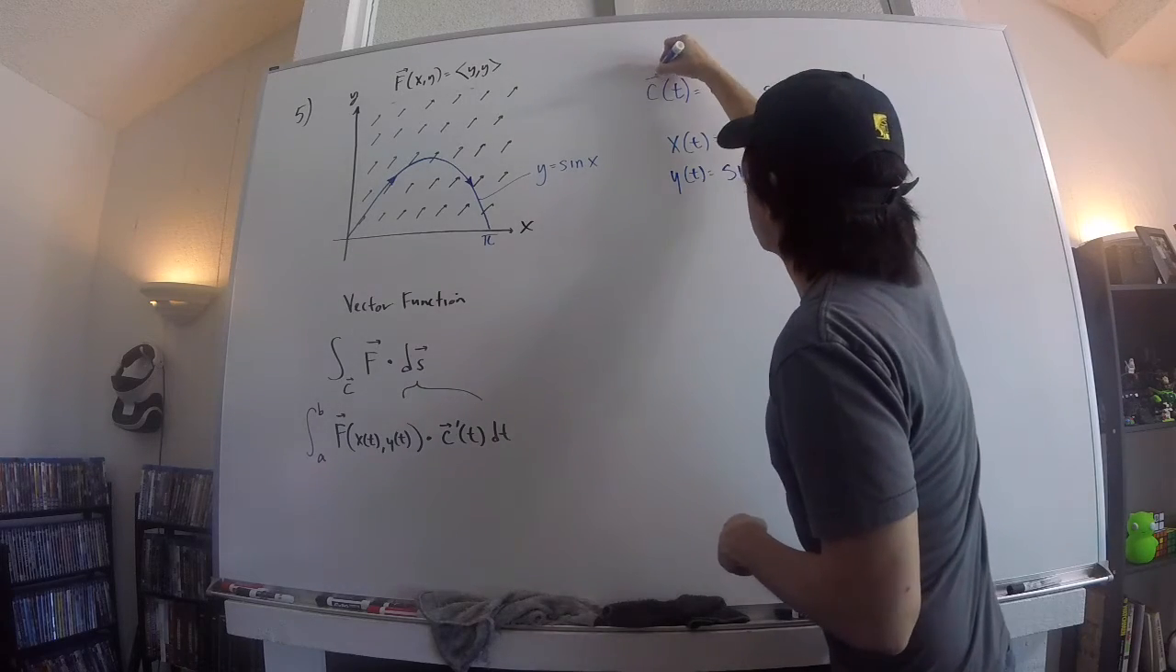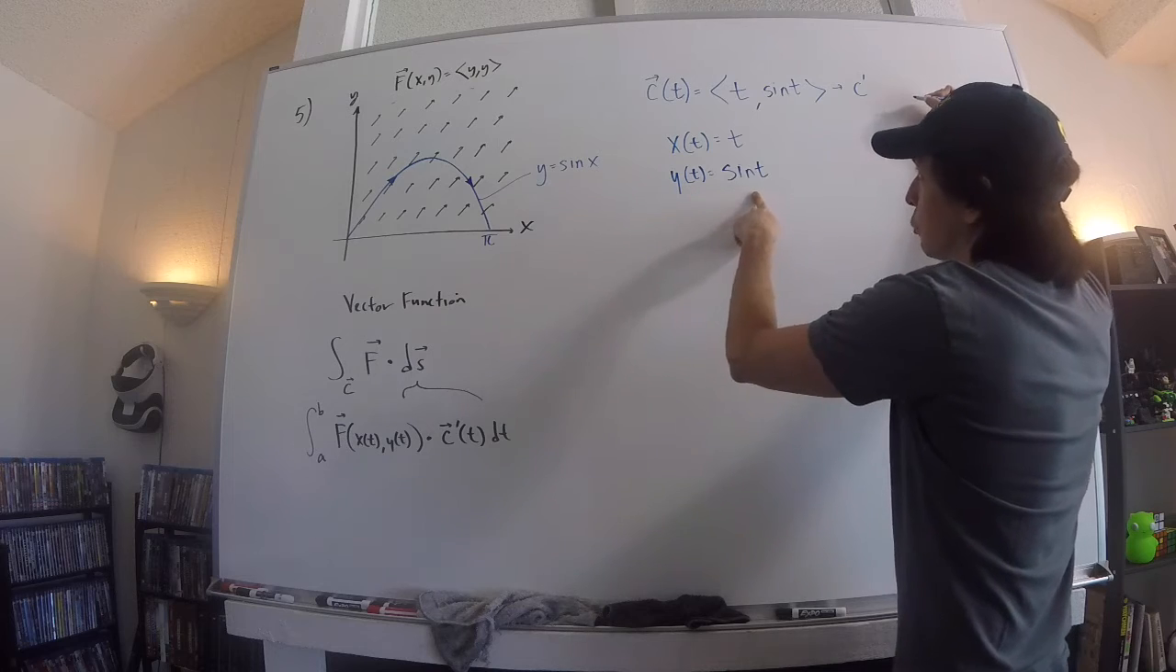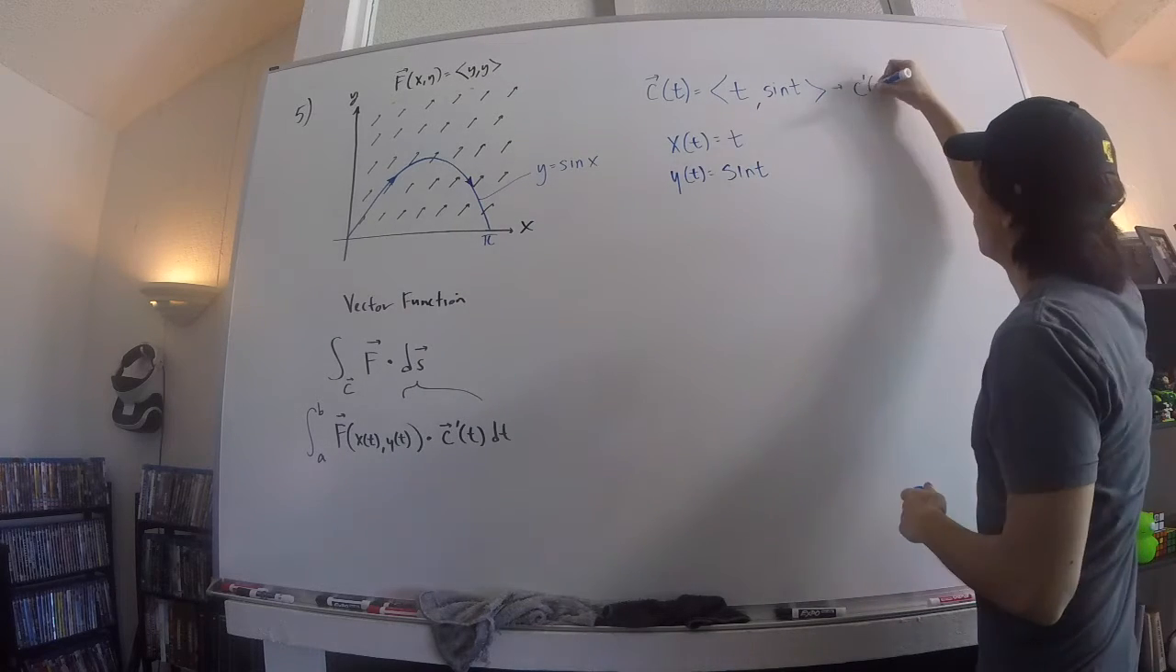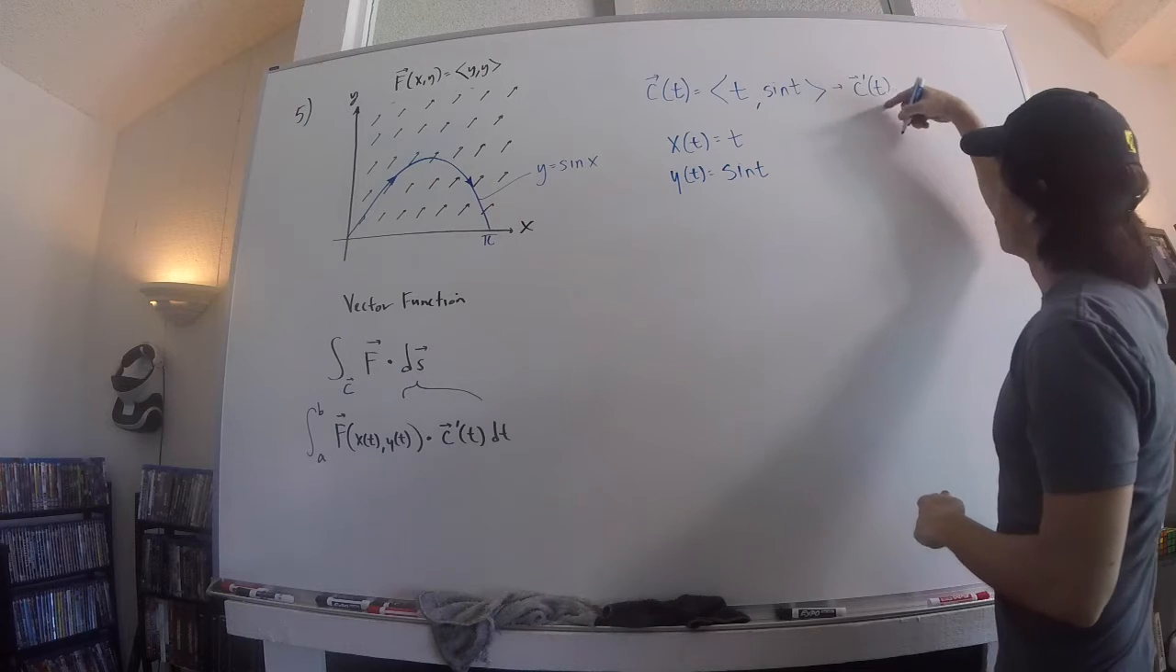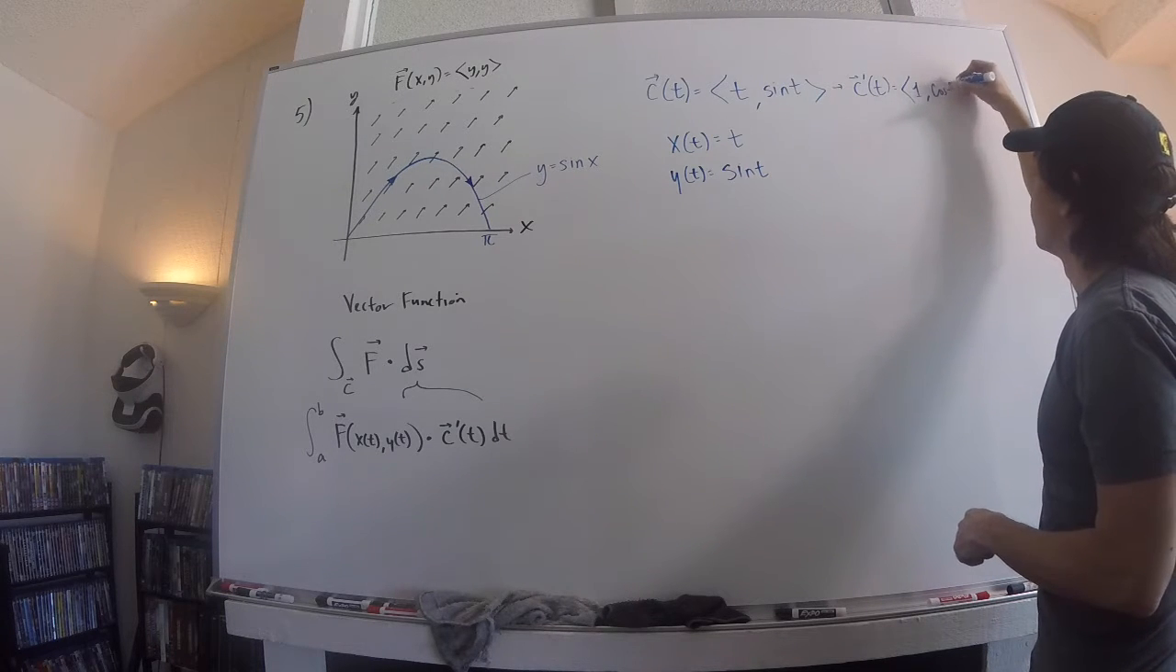Oh, sorry, and that's a vector, so I'll just reform. These are scalar functions because they're just going to give individual values, but that's combining both in a vector. And c prime, the derivative, will be 1 and cosine of t.